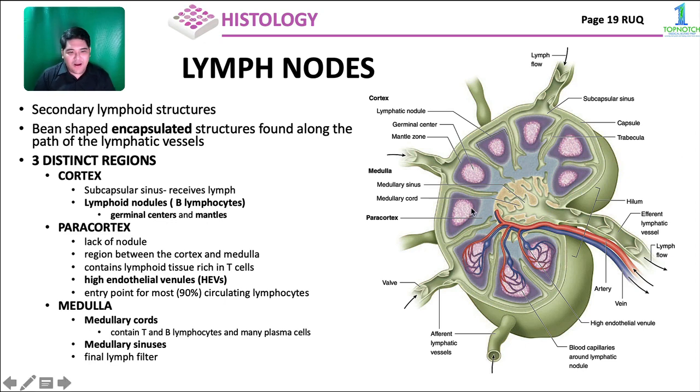And then you have your medulla where you have your medullary cords and your medullary sinuses. Your medullary cords contain your T and B lymphocytes, and it has many plasma cells. And then you have your medullary sinuses, which is your final lymph filter. Alam naman natin that the lymph flow usually will enter in the afferent lymphatic vessels, and then go to your subcapsular sinus, then to your cortical sinus, and then into the medullary sinus to the efferent lymphatic vessel. So, ganun yung lymph flow niya.